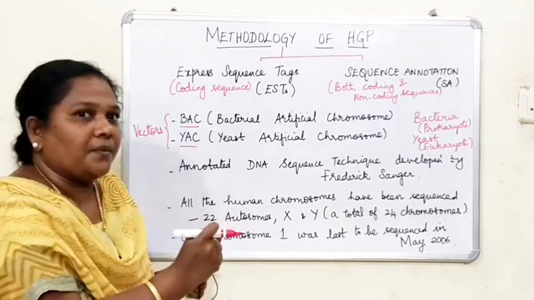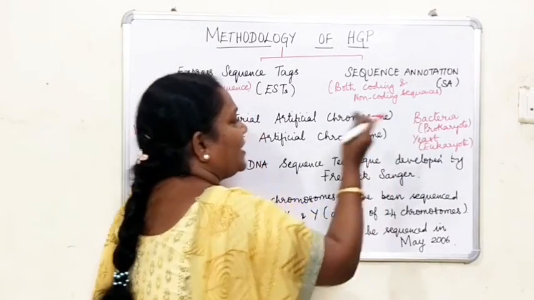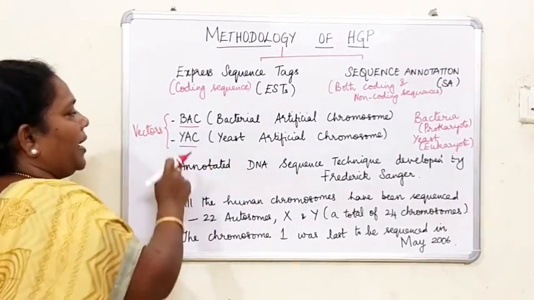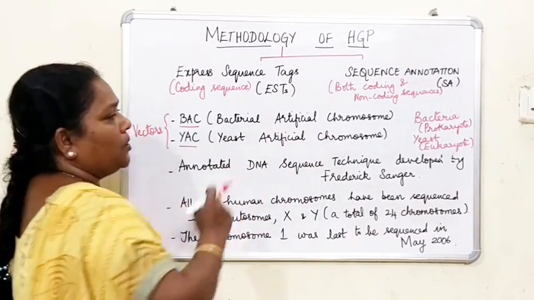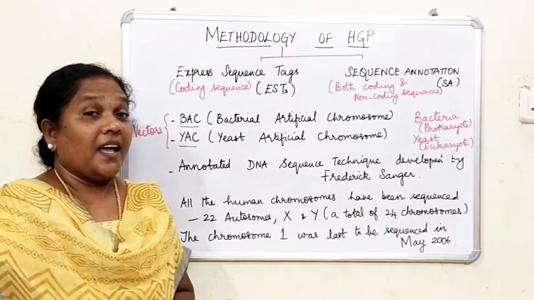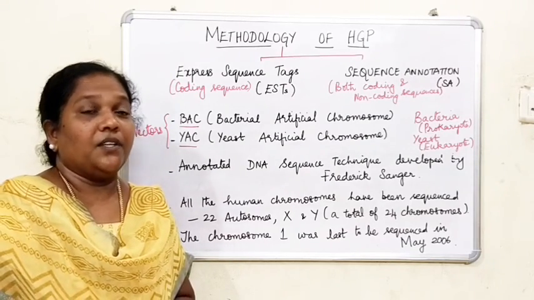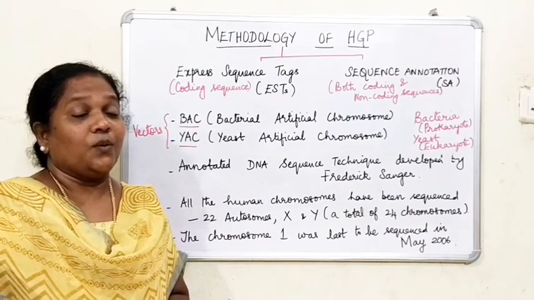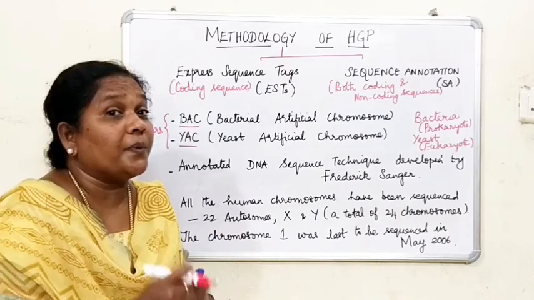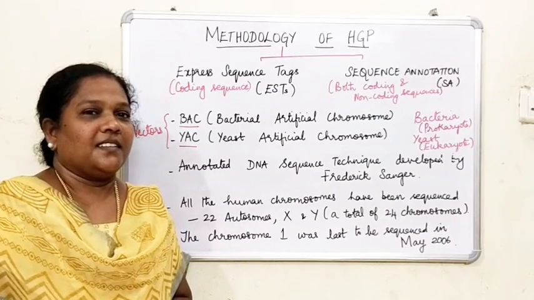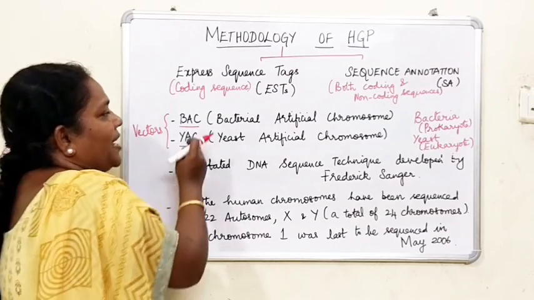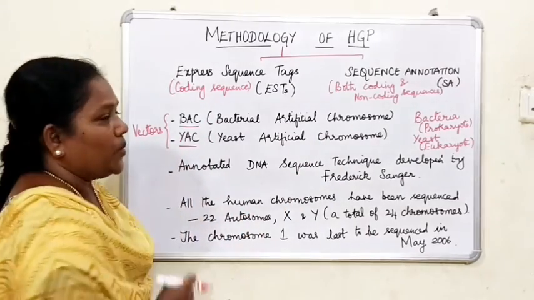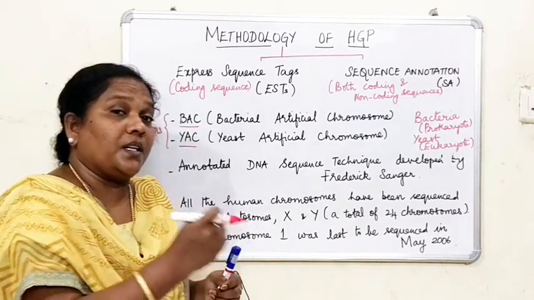So these fragments are inserted into the host, bacteria and yeast, with the help of these vectors, BAC called bacterial artificial chromosome, and YAC called yeast artificial chromosome. And one more methodology can also be used, called PCR, polymerase chain reaction, which is used to make multiple copies of DNA fragments. Okay. Then after inserting the fragments into the host with the help of these vectors, the DNA is sequenced.